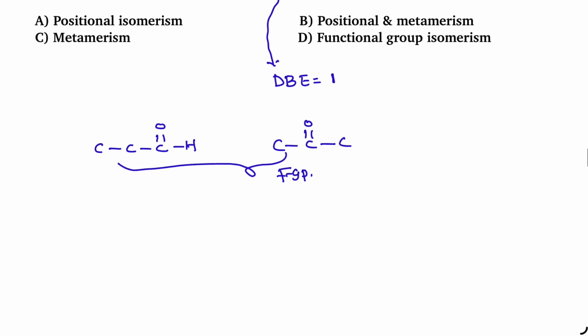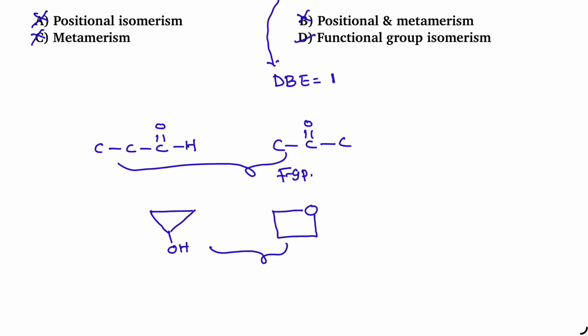But what about a cyclic structure? Let us write the cyclic structure. It can be a cyclic alcohol as well. And here, even if you shift the position of OH, it is not a positional isomer because all 3 carbons of cyclopropane are the same. Of course, you may be thinking about this, but these two are again functional group isomers. So positional isomerism is not possible. Positional and metamerism, definitely not possible. Only metamerism is also not possible, because in order to exhibit metamerism, a ketone has to have a minimum of 5 carbons.